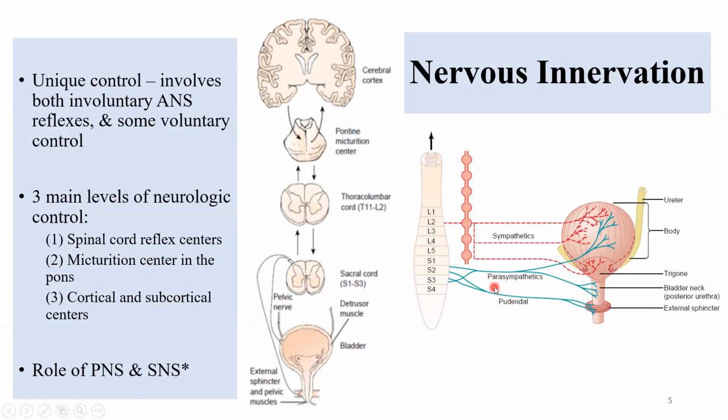So, very simply put, parasympathetics contract the bladder. Okay, so they are motor in nature, and when they get stimulated, simply put, the bladder will contract and try to expel its urine out. Okay, so what do the sympathetics do?